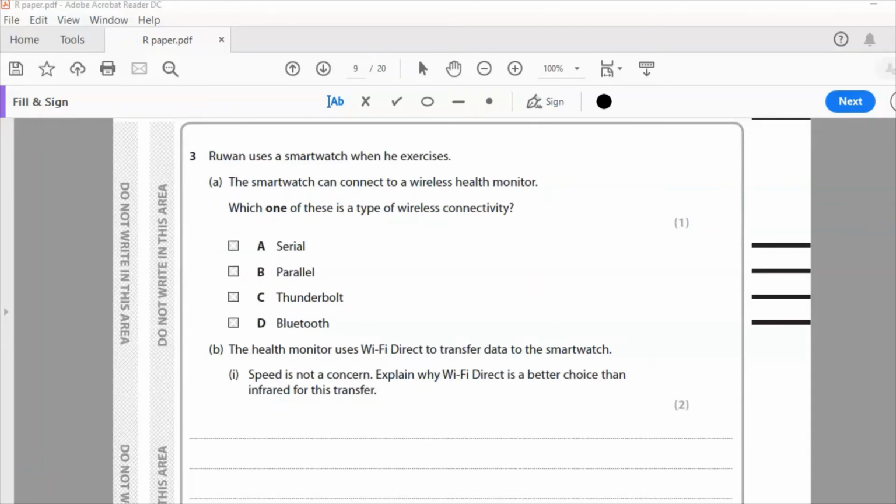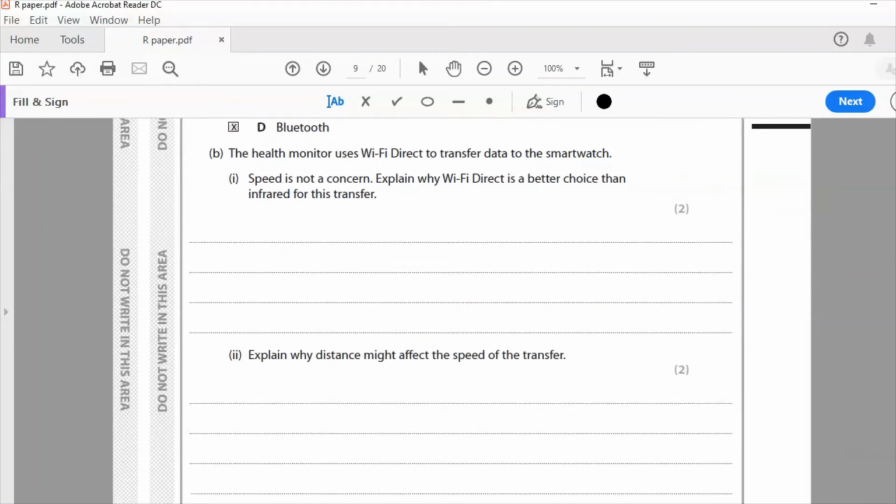Question 3. Ruan uses a smartwatch when he exercises. A. The smartwatch can be connected to a wireless health monitor. Which one of these is a type of wireless connectivity? It is Bluetooth. The others, as far as I'm aware, all use cable.